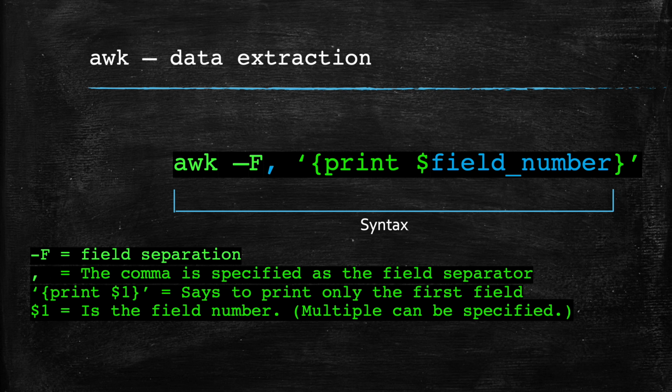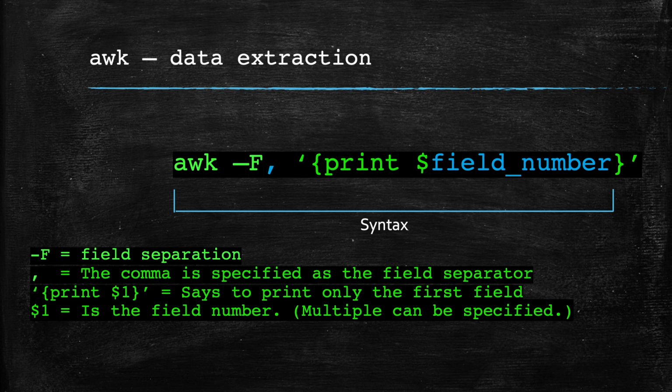So let's jump back to the slide here. So awk, we can use this program for data extraction. Let's say we wanted to get just a certain piece of information from a file. Now this syntax looks a little confusing, but let me break it down for you. So awk is the program, but we need a way to break down the file into fields. How do we want the program awk to break down each line?